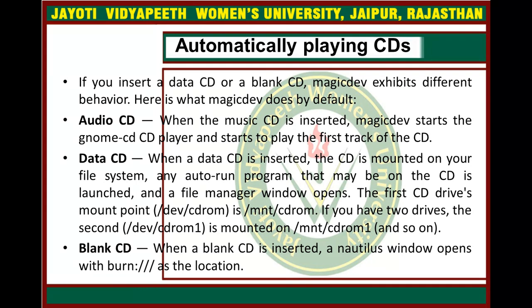The first CD drive's mount point is /dev/cdrom as /mnt/cdrom. If you have two drives, the second one is mounted on the first one. For a blank CD, when a blank CD is inserted, a Nautilus window opens with Burn as the location.